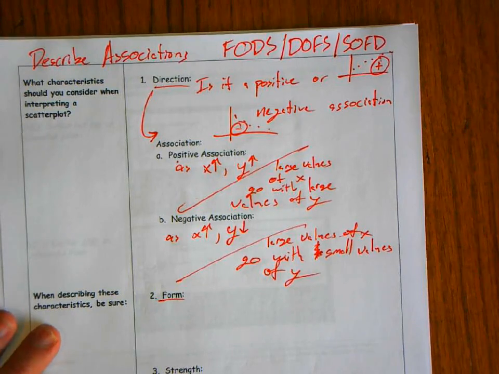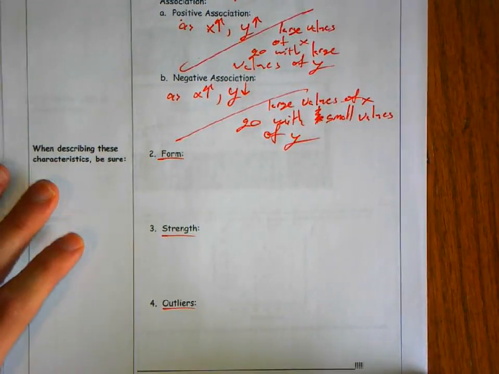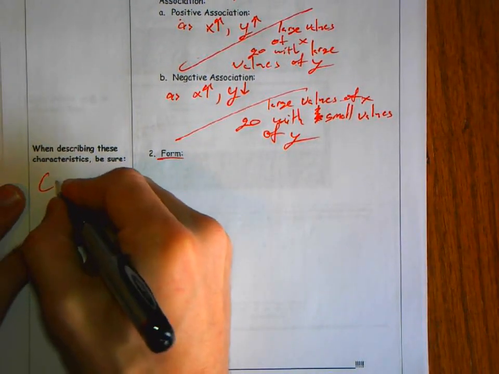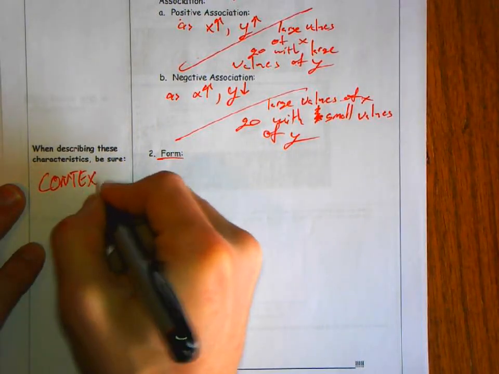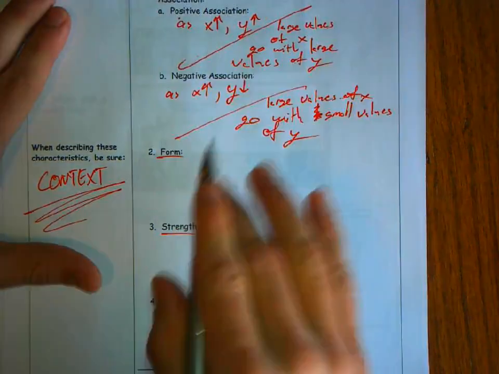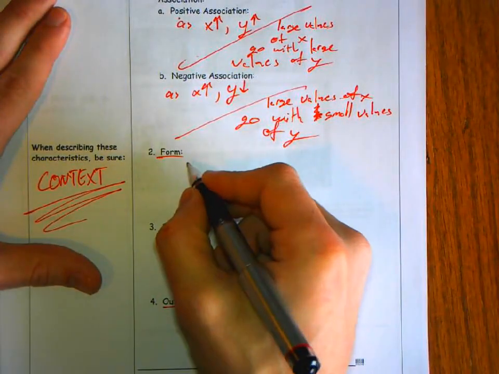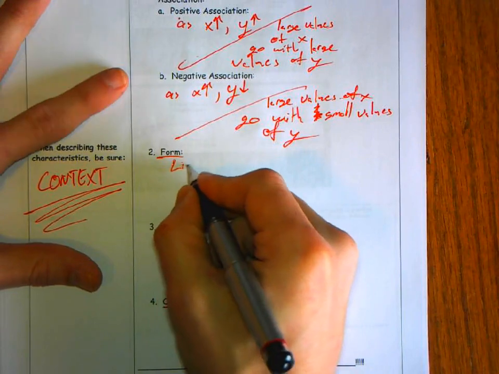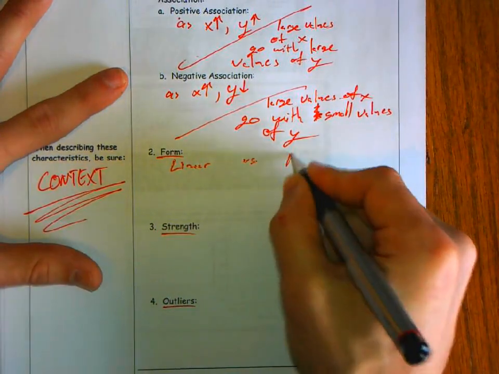Cool. When describing these characteristics, be sure to use context. We're going to have to slap context on all this. Next thing we have to talk about is direction. We can talk about form. The big answer for form is either it's going to be linear or it's going to be nonlinear.